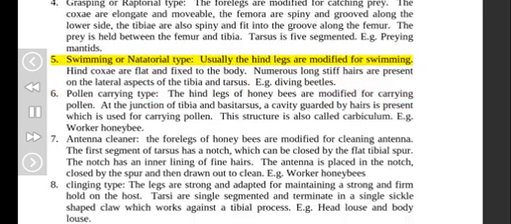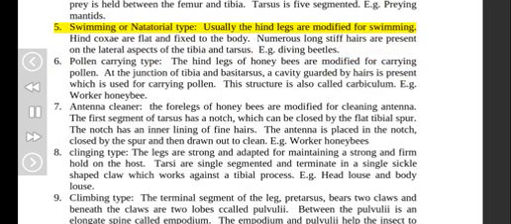5. Swimming or natatorial type. Usually the hind legs are modified for swimming. Hind coxae are flat and fixed to the body. Numerous long stiff hairs are present on the lateral aspects of the tibia and tarsus, e.g., diving beetles.